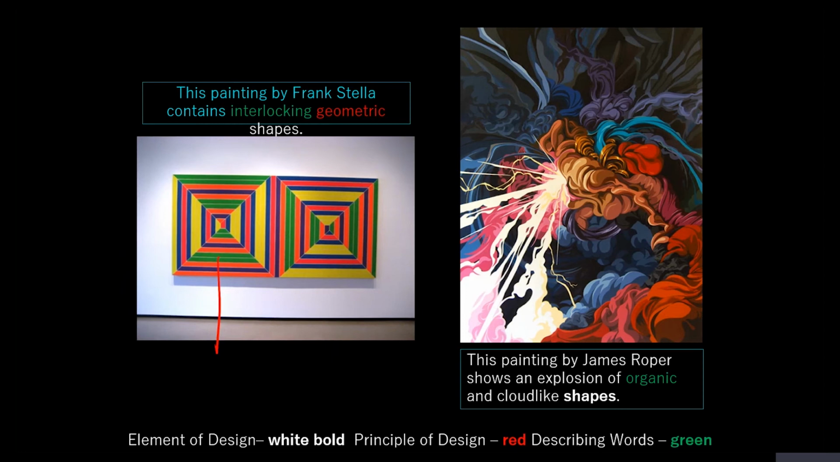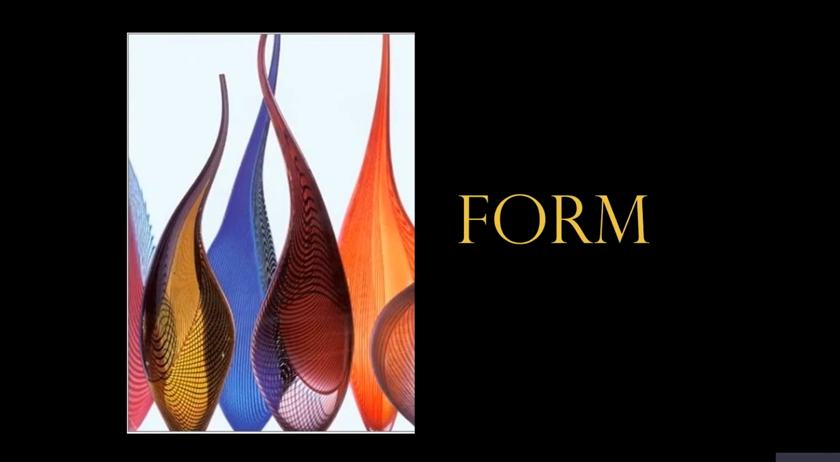On the other hand, on the right side, we have here the painting by James Wilker. It shows an explosion of organic and cloud-like shapes. Organic is an irregular shape or one that might be found in nature rather than our regular mechanical shapes. You can see we have here different lines and colors. We don't use regular shapes, we don't use square, rectangle, or any circle. We use lines here, and it gives us the illusion of an explosion ng mga lines, color, and yung forms natin. Okay, next one is the form.